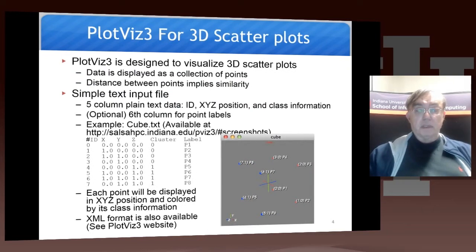So here's our first example in a little detail. It's a very simple plot with 8 points. These 8 points are just at the corners of a cube in 3 dimensions. They've been divided into 2 clusters arbitrarily. The points of z equals 0 have 4 points. The points of z equals 1 have 4 points. And we give them the labels P1 through P8. And so you can use Plotviz to make a picture sort of like this.